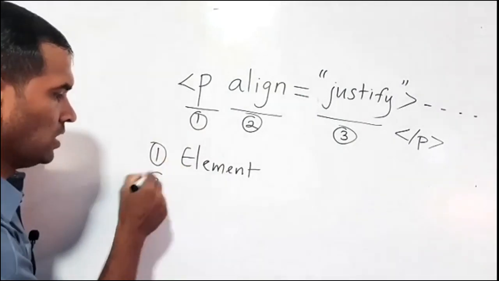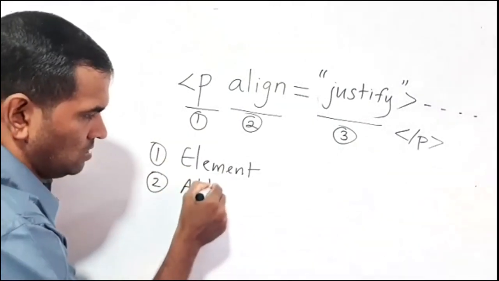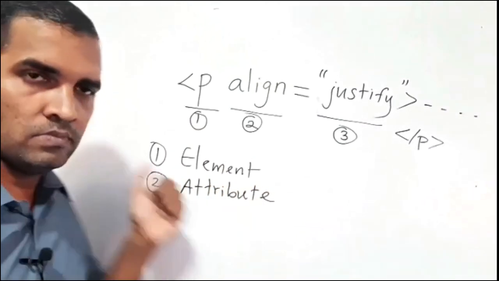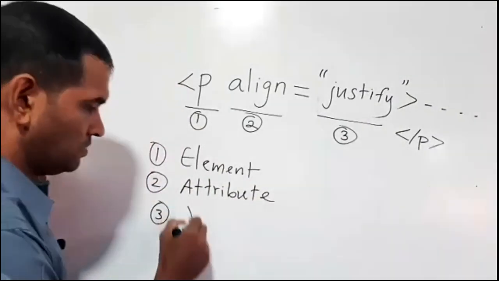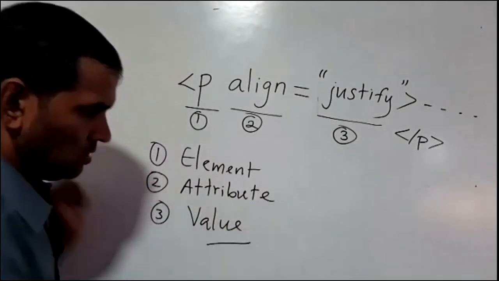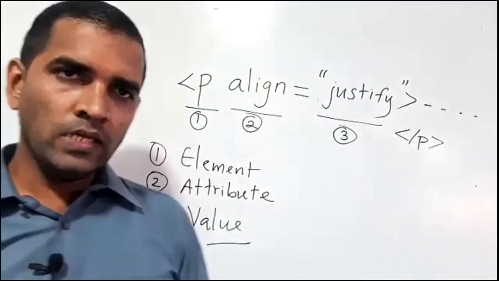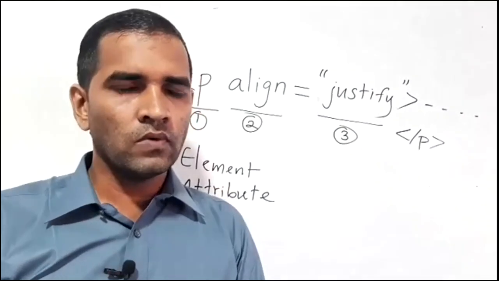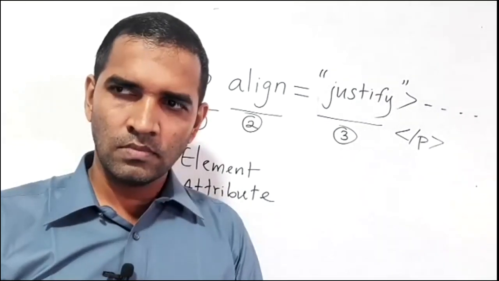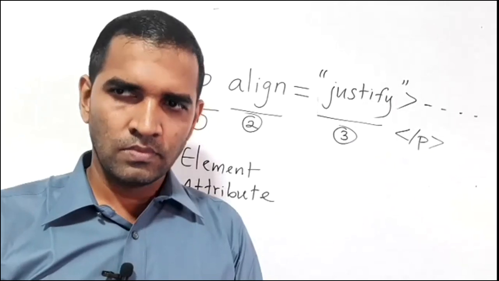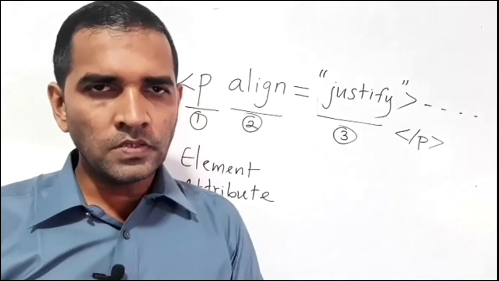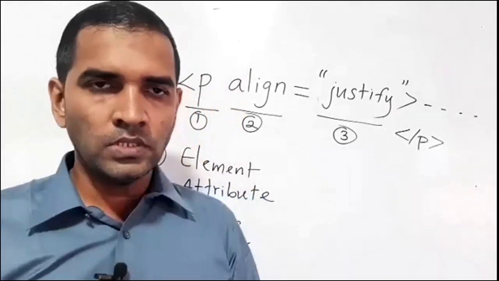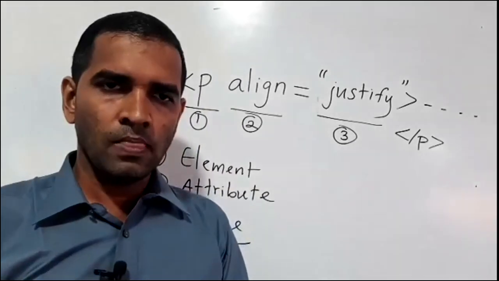Number 2? Attribute. Yes, that is attribute. Number 1, element. Number 2, attribute. What about number 3? Value. Yes, value. Okay, value, right. So why do we use attributes in HTML coding? Why attributes? To describe the element. Yes, good. Yes, it can describe the element, or we can say it can give some additional information for the element. Okay, of course, correct.